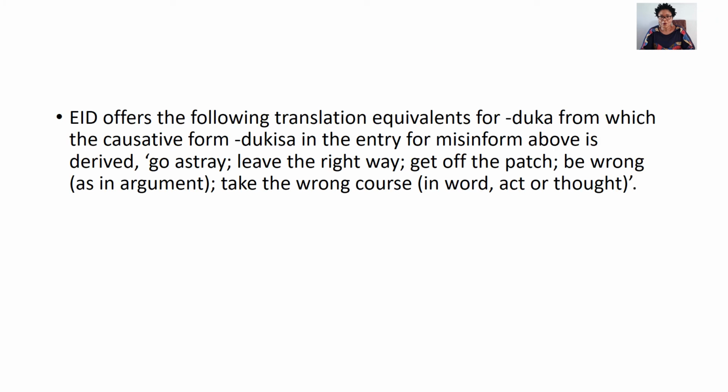EID offers the following translation equivalents for duga, from which the causative form dugisa in the entry for misinform above is derived. Go astray, live the right way, get off the path, be wrong as in argument, take the wrong course in word, act, or thought. The final equivalent given above is in line with the surrogate equivalent, tshela okungeyilo iqiniso, tell untruth.